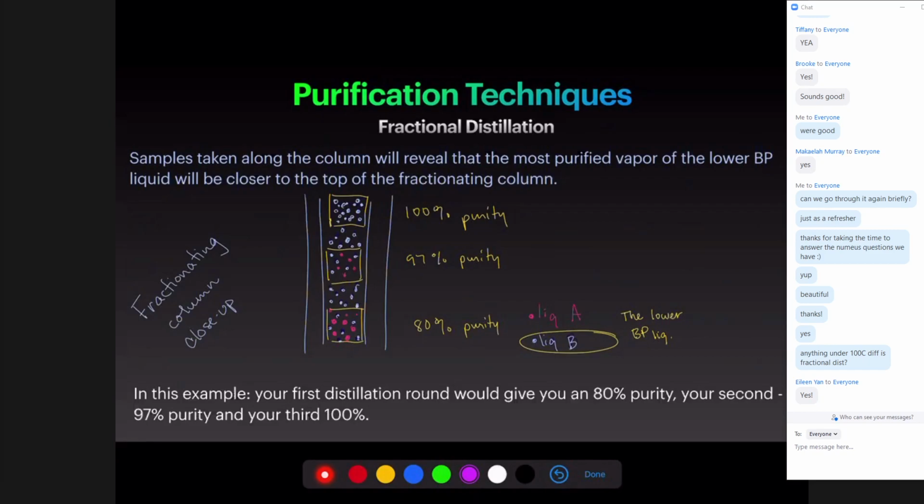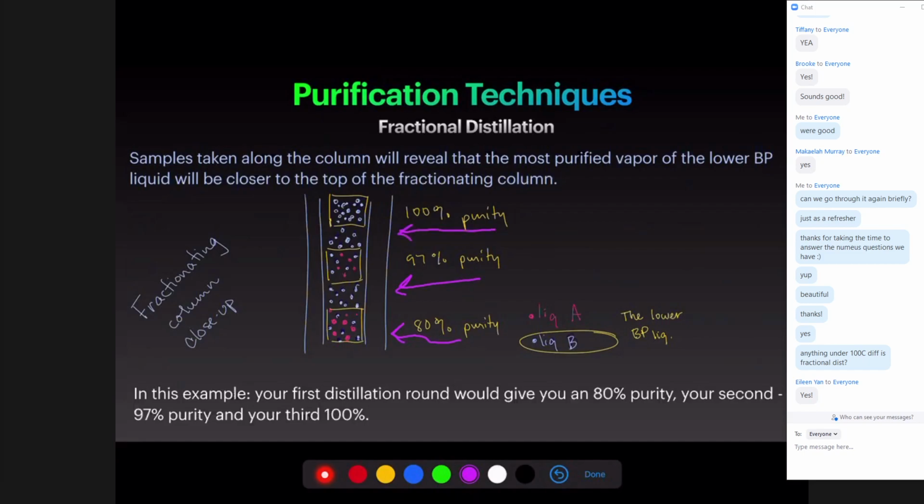In this example, your first distillation round here will give you an 80% purity. If you took a sample from here, you would have 80% purity for liquid B, because we want the lower boiling point liquid. Your second distillation will be a 97%. And then your third will be closer to 100%.